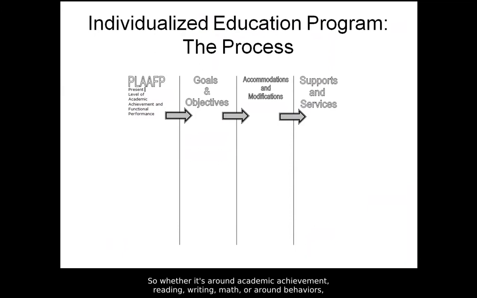Whether it's around academic achievement, reading, writing, math, or around behaviors, being able to sit still, pay attention, whatever those look like, it has to be identified and quantified within the PLAF. Then there's the goals and objectives. What is that student going to learn this year? What are we going to teach the student? This is based on the data that we have from the PLAF. This is what we're monitoring, parts of what we're monitoring. Are they learning what we're teaching them? How are they learning what we're teaching them?